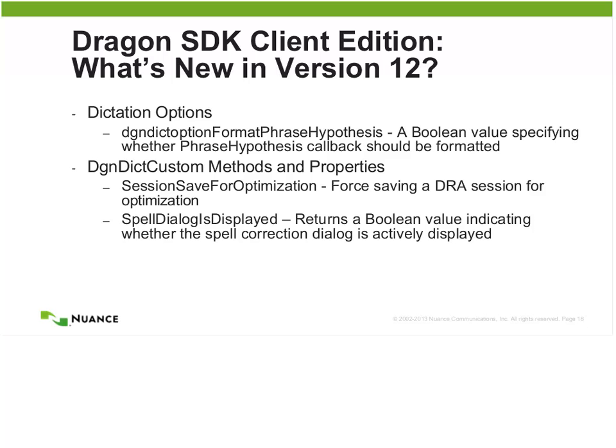And we also added a new method for the DGND custom object. There is one called session save for optimization, which allows you to save a DRA session for optimization. A DRA is basically a concordance file that contains the audio recognized and the text recognized, and that allows you to do correction. And then we also added a new property called spell dialog is displayed, which can notify you whether the actual spell dialog is displayed or not.